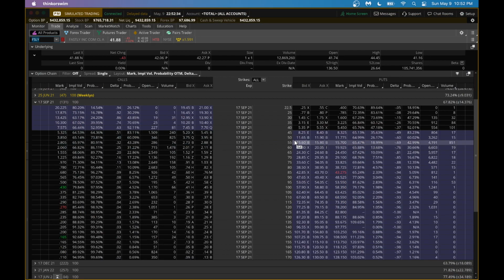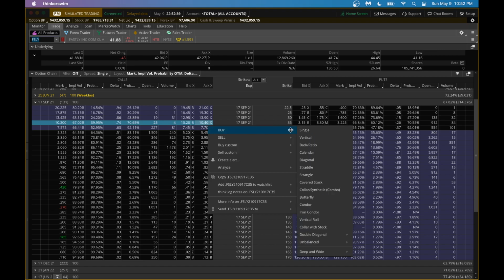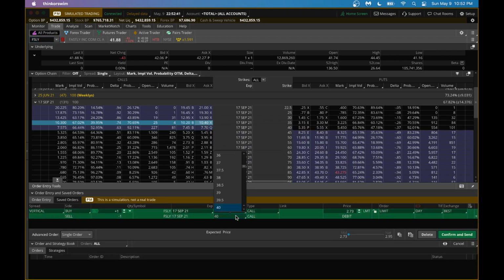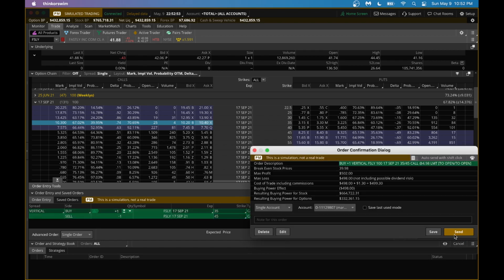You could do a 35-45 spread easily. So if you do that, there you go. You're paying $4.98, and the remaining $5.02 is your profit potential. It's a double your money type of proposition here. You could confirm and send here. You're paying 498, making 502. Your break-even point is 39.98, just below the current stock price.